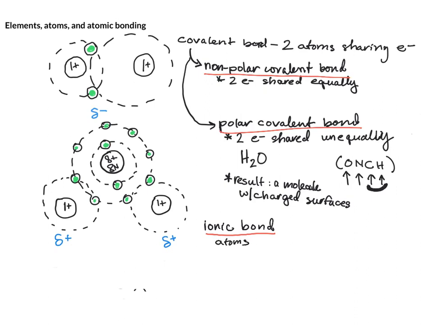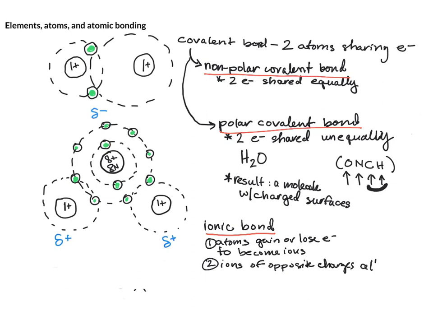Atoms gain or lose electrons to become ions. That's sort of step 1, and then step 2 is ions of opposite charges attract. Let me show you what I mean.